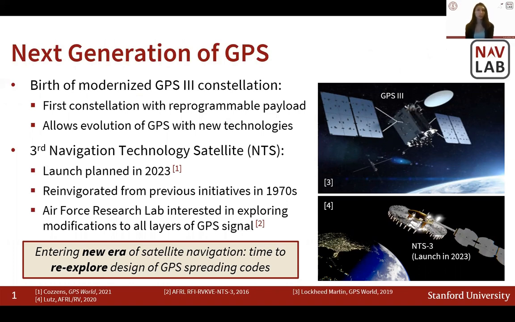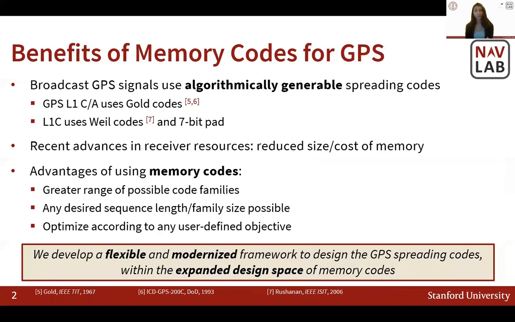So we're entering a new era of GPS satellite navigation, and correspondingly, it's time to revisit the design methods of the GPS spreading code signals. Currently, all GPS signals use algorithmically generable codes such as GOLD and wheel codes. However, with recent advances in memory resources, receivers today can store complete code families which are not algorithmically generable, also called memory codes.